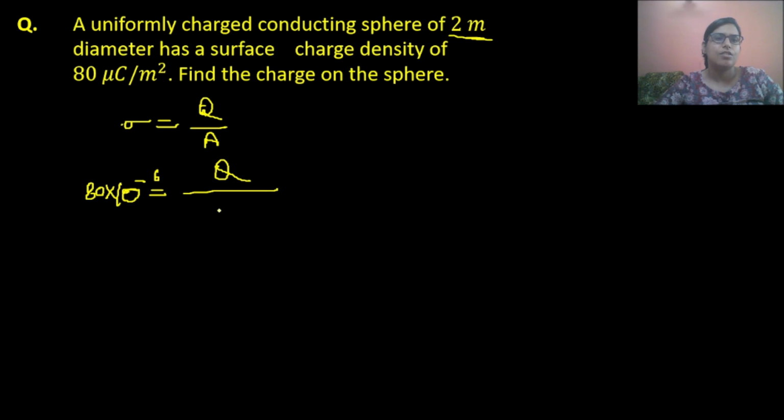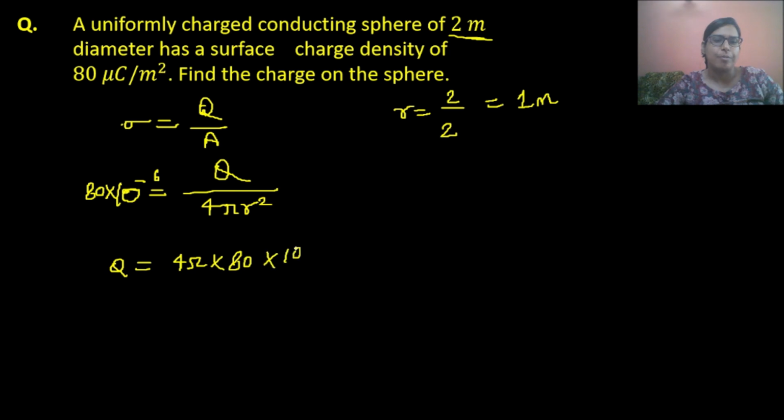A is the area of the sphere. So what is the area of a sphere? That is 4 pi r square, and the value of r is 2 by 2 because the diameter is 2, so 1 meter. So here we can calculate Q as 4 pi into 80 into 10 raised to power minus 6 coulomb. We can simplify this and calculate the charge on this sphere.